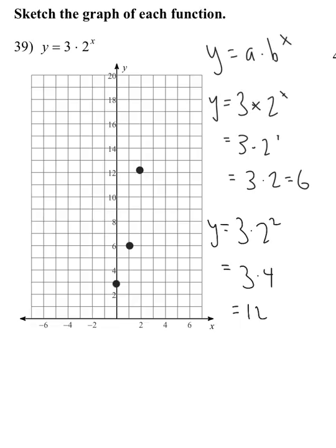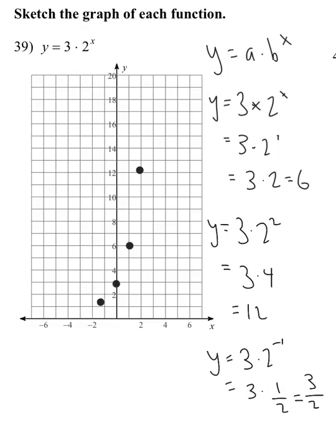And then let's say you tested a negative number for these. Let's say we just tested, say, -1. y equals 3 times 2 to the negative first. Well, remember, that means it's 2 to the first in the denominator, so it's like 3 times 1 over 2 to the first power, which is just 2. So it's 3 over 2, which is 1.5. Should be about right here.